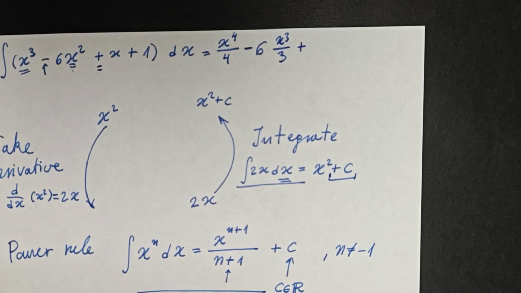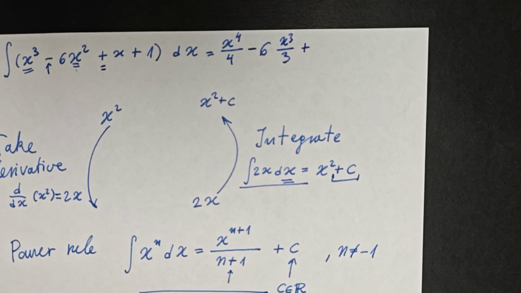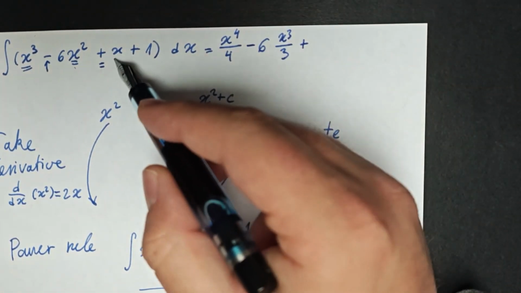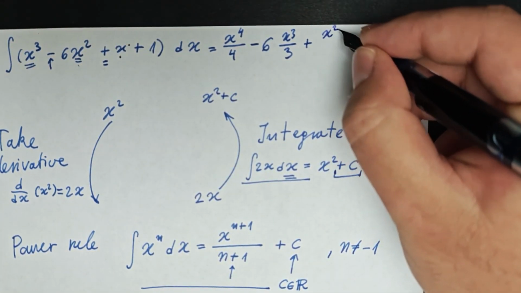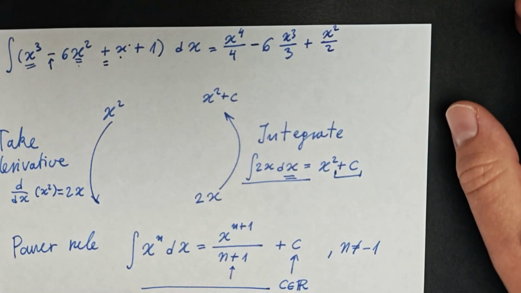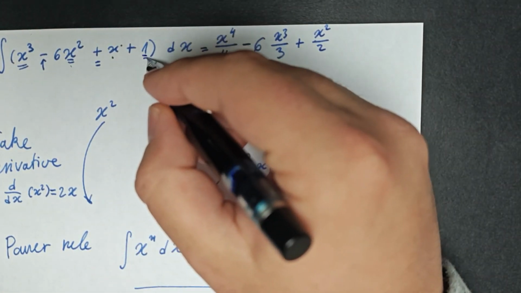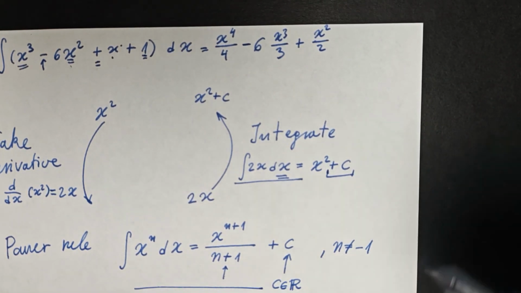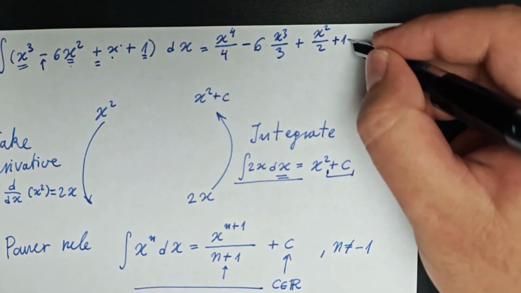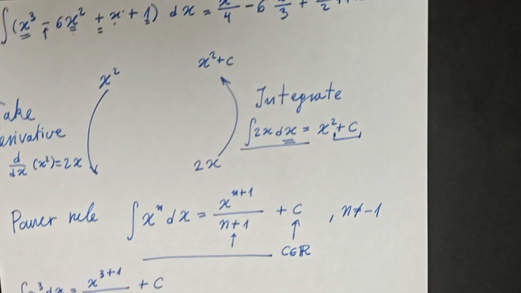The next term is x. X is the same thing as x to the power 1. So using the power rule here, x raised to the power 1, we get that this is x squared divided by 2. And finally we have come to this constant here, plus 1. Every time you have a constant term, the integral of that will be the constant multiplied by a variable x in this case. So we have plus 1 multiplied by x.